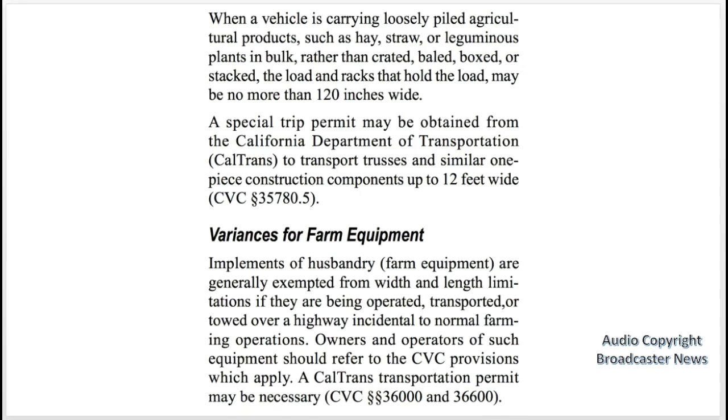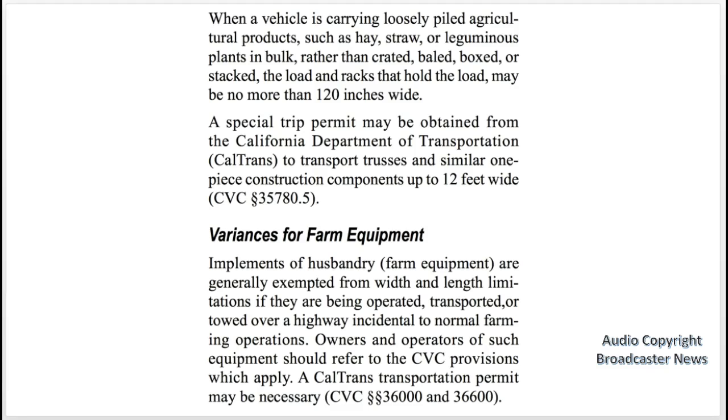When a vehicle is carrying loosely piled agricultural products such as hay, straw, or leguminous plants in bulk, rather than crated, baled, boxed, or stacked, the load and racks that hold the load may be more than 120 inches wide, but a special trip permit may be obtained from the California Department of Transportation. The transport of trusses and similar one-piece construction components is allowed up to 12 feet wide.